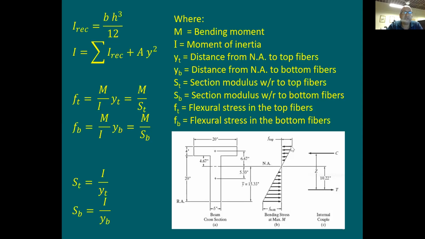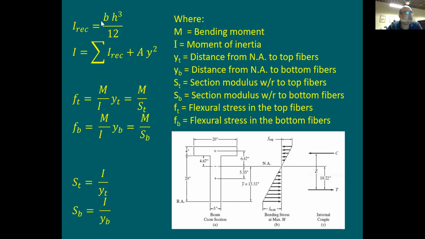Now, how do you figure out the stress? You say the stress is going to be given by this equation. F on the top, at any location here on the top, is going to be equal to what? The applied moment at that section, divided by the moment of inertia, times Y top. What is Y top? Distance from the neutral axis to the top fibers. How about Y bottom? Distance from here all the way to there. This is going to be called Y bottom. So M divided by I times Y bottom.